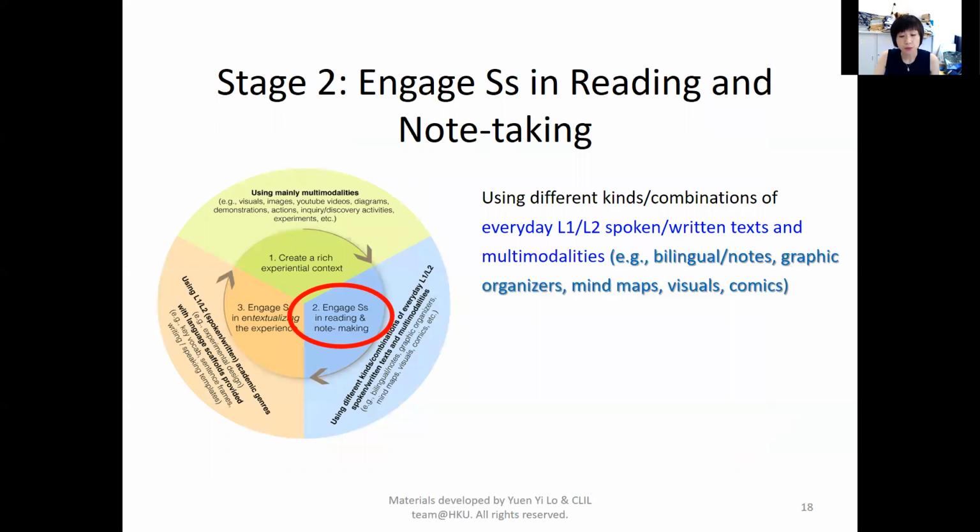In stage 2, the teacher tries to engage students in reading the academic text and then summarize the content with some notes. During this stage, different registers of students' first and target language can be used, together with visuals like graphic organizers and mind maps.